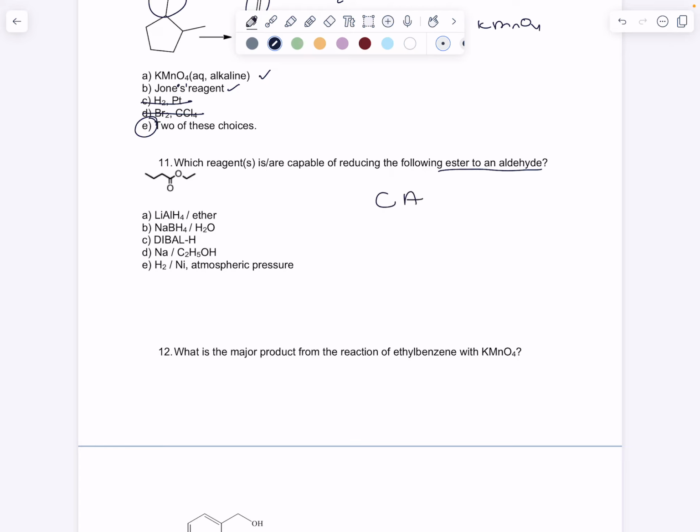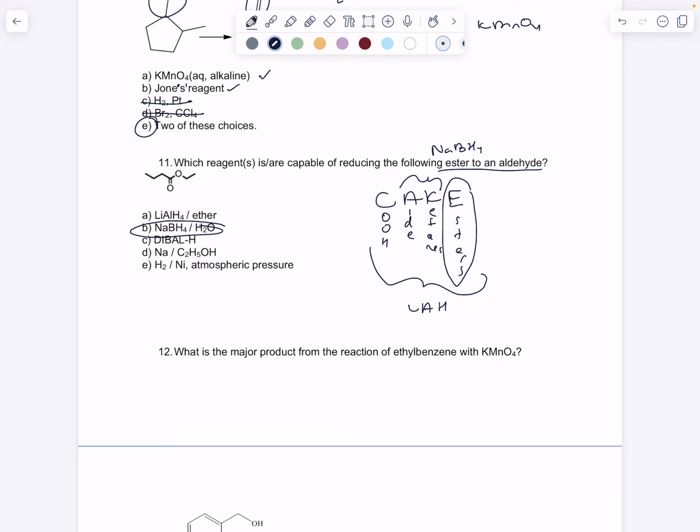So when I think about our oxidation reduction chapter, we looked at all these: carboxylic acids, aldehydes, ketones, and esters. And one of the students said, if you only want a slice out of your cake, use NaBH4. But if you want the whole cake, you use LiAlH4. And so I am looking at this and thinking this is an ester, and so it is only able to react with LiAlH4.